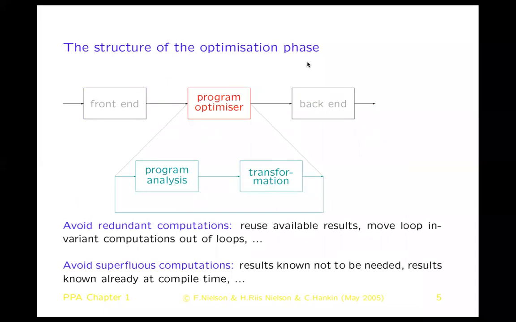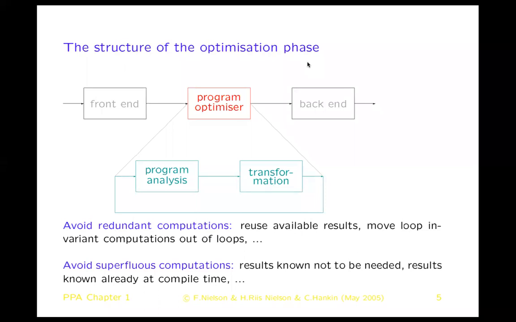Among these machine-independent optimizations, there are many that are possible. Let's consider a couple of categories. One category of machine-independent optimizations tries to eliminate redundant computations.